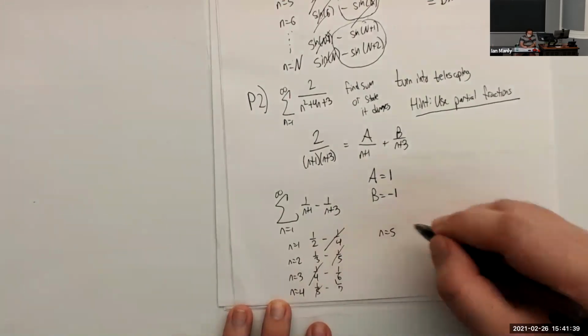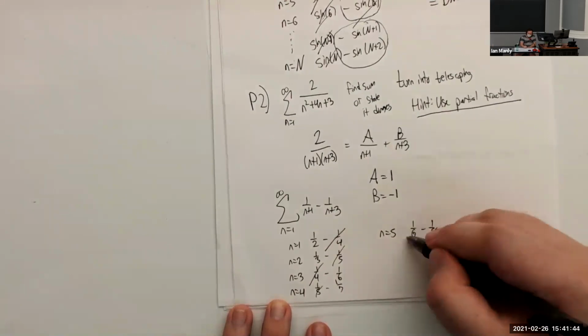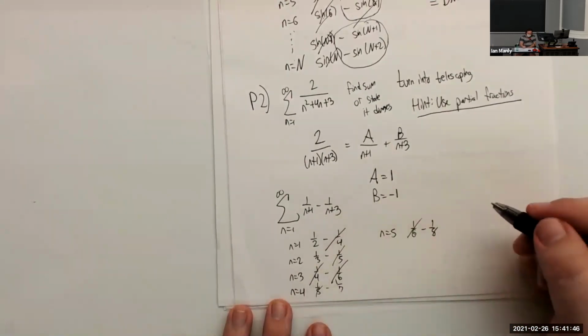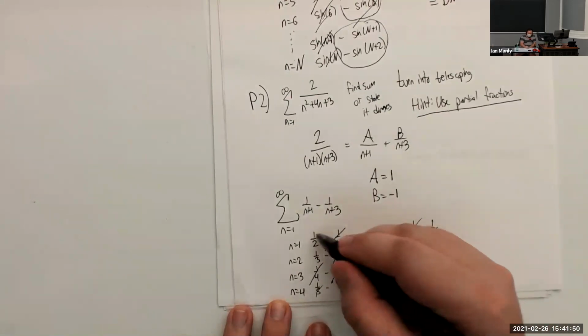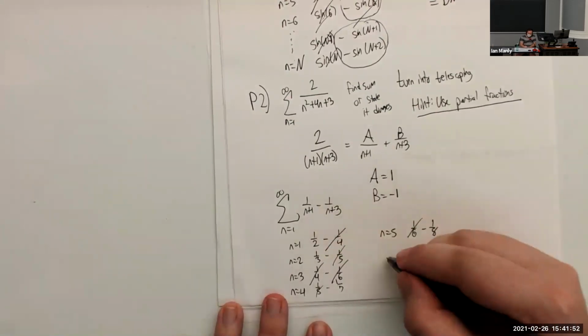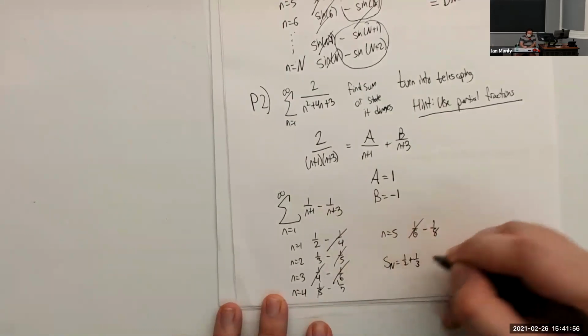And we'll do n equals 5. So we have 1 over 6 minus 1 over 8, like that. All right, so it seems like no matter what, this 1/2 and this 1/3 are going to be here. So I have 1/2 plus 1/3.